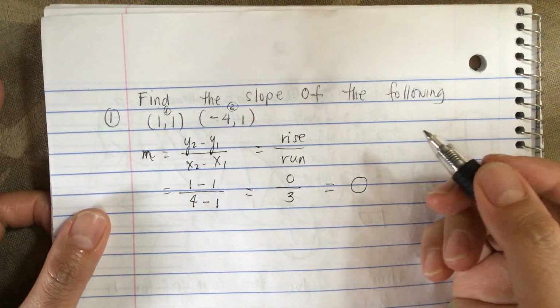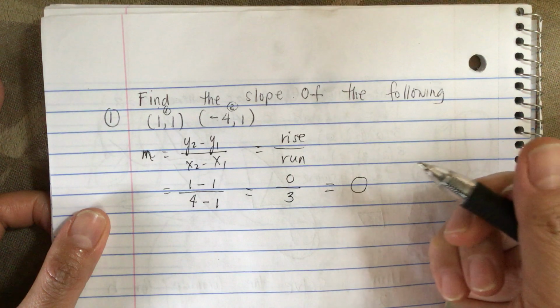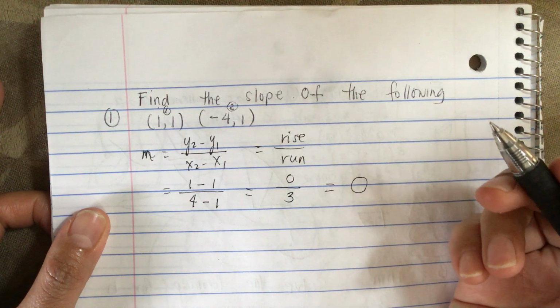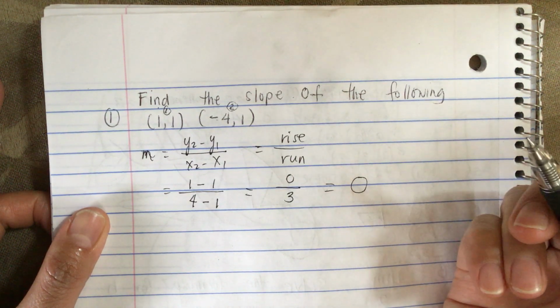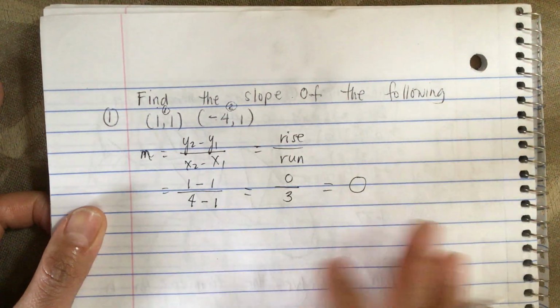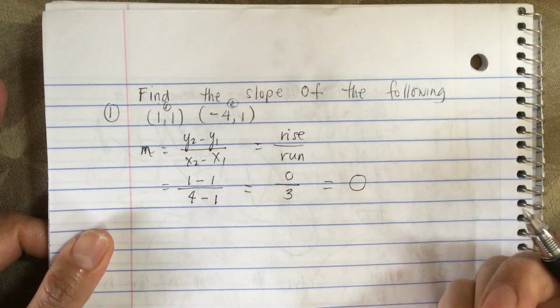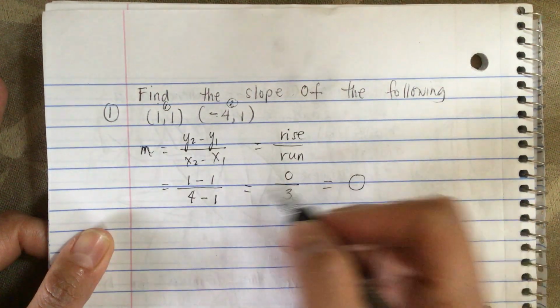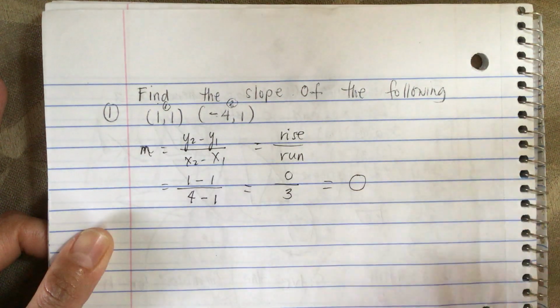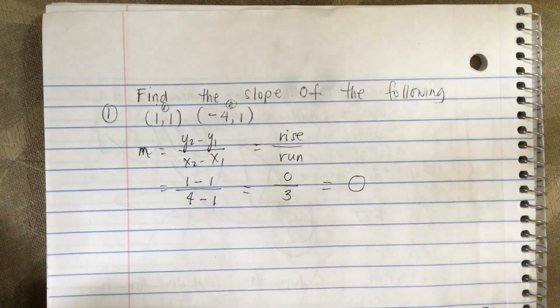Now 0 slope means the graph is horizontal. So it has no slope. It doesn't go uphill or downhill. It's just flat. So zero slope means it is flat, like the floor is flat, so it's zero slope.